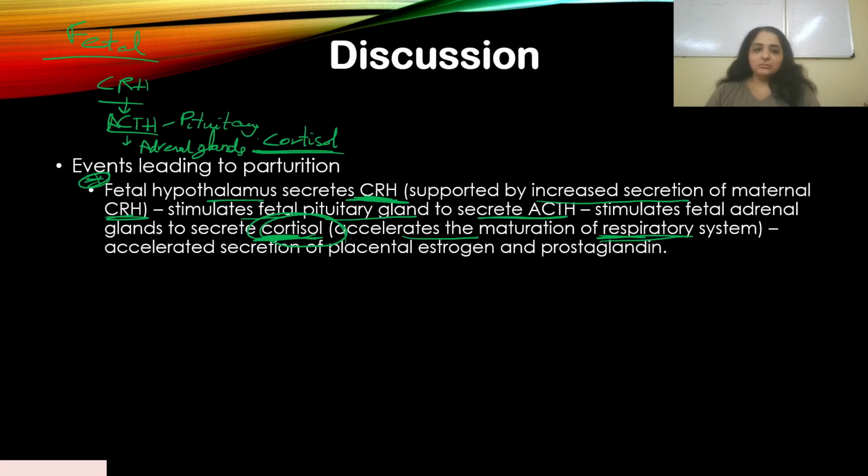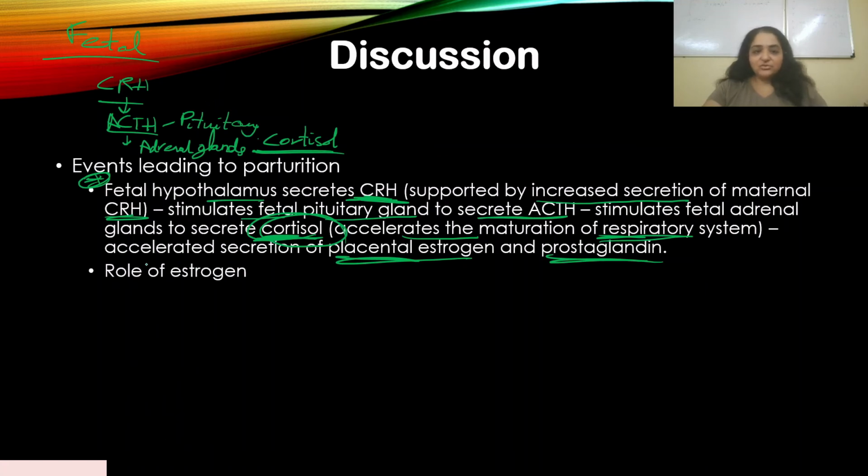Now once this cortisol is secreted, it accelerates the secretion of placental estrogen and prostaglandins. So this cortisol sends a signal to the placenta, and the placenta begins to accelerate. Estrogen is obviously being secreted as normal, it is being synthesized there, but the production of estrogen increases, and along with that prostaglandins also. Prostaglandins also play an important role in the parturition process. So it accelerates secretion of placental estrogen and prostaglandins.